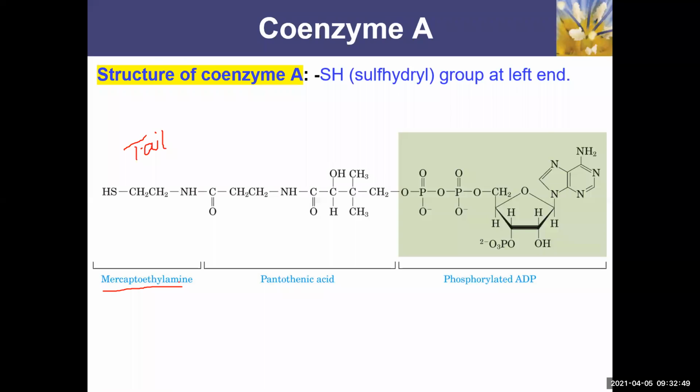And if the question asks to which part of coenzyme A the groups are attached, or which is the active part of coenzyme A, you have to say it's the mercaptoethylamine, because it is the one which contains the thiol group, or the sulfhydryl group. So this is the tail. Usually tails are not important, but here the tail is very important. That's why I mentioned it first.